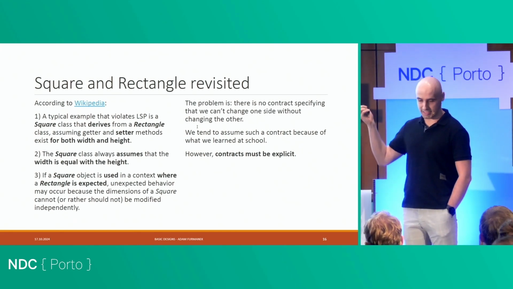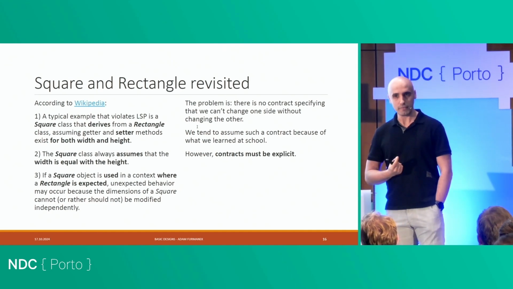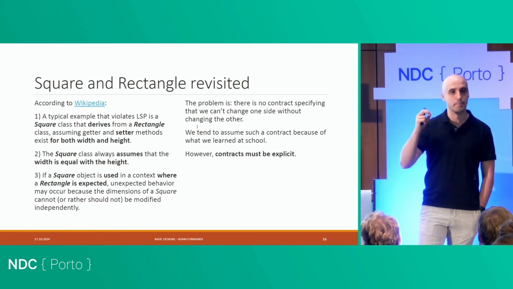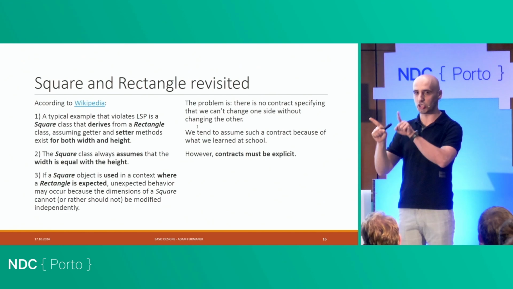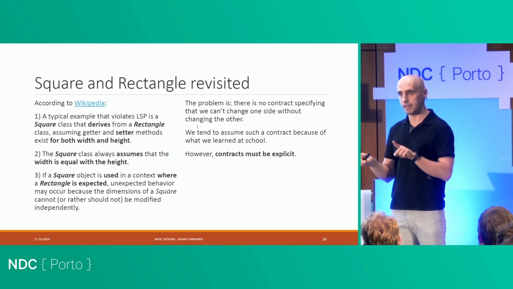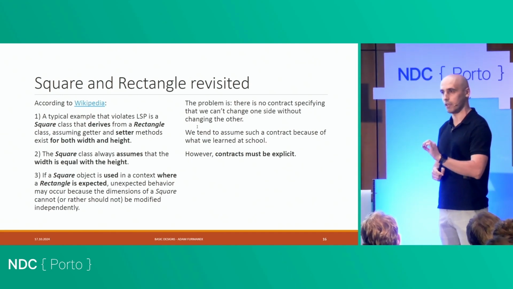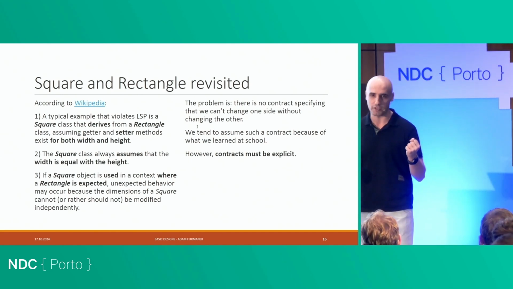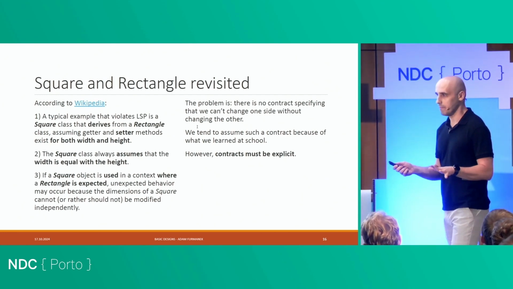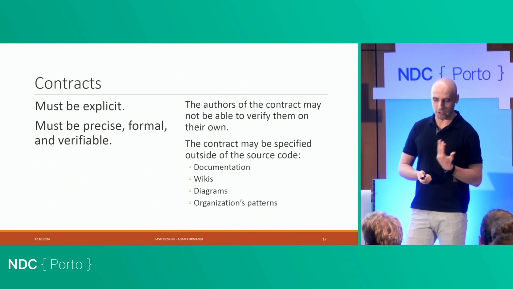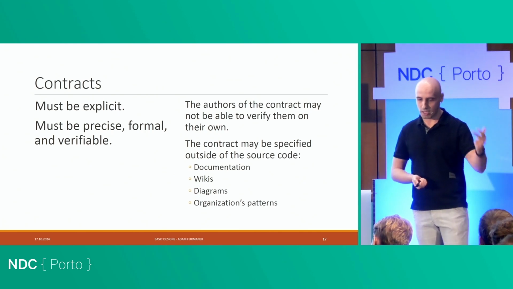How can we change this example of squares and rectangles into something that actually breaks the LSP? Super simple. We need to explicitly say, when we define rectangle, that both sides must be changeable independently, right? If we do not say that explicitly, then there is no contract, according to the definition of design by contract. And this is what LSP is about. Okay, enough theory. How do we actually break that in the real world? Just to summarize, contracts must be explicit, precise, formal, verifiable.